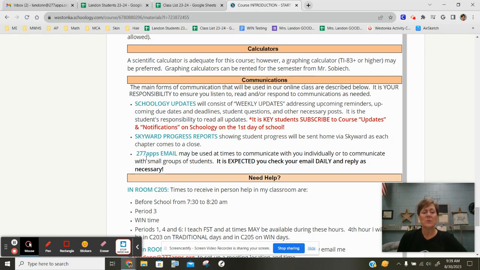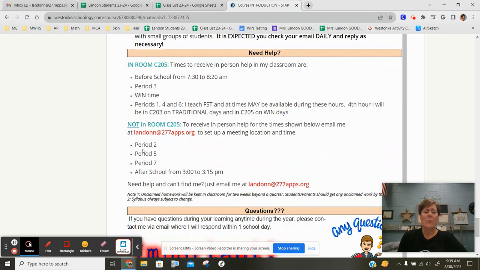Again, the communications we've already talked about. Needing help though, if you need help from me, when I'm going to be in my room is right here listed in the schedule. Those are the times I will be in my room. The times I am not in my room are going to be listed right here. So please take a note at that one. If I'm not in my room and you need to find me, just shoot me an email.